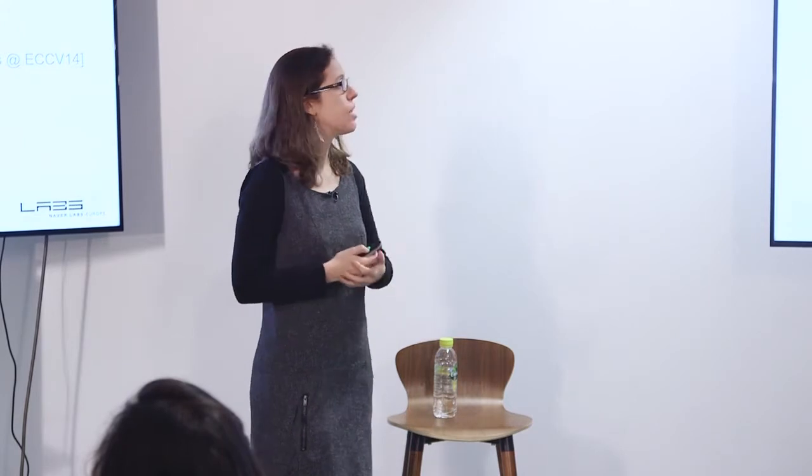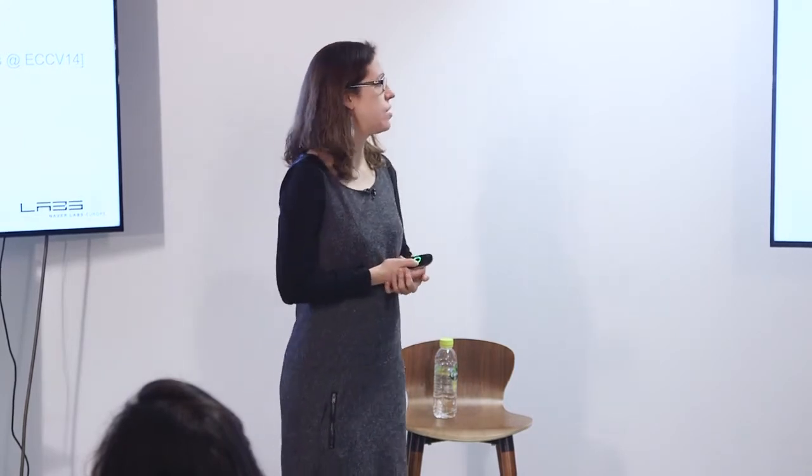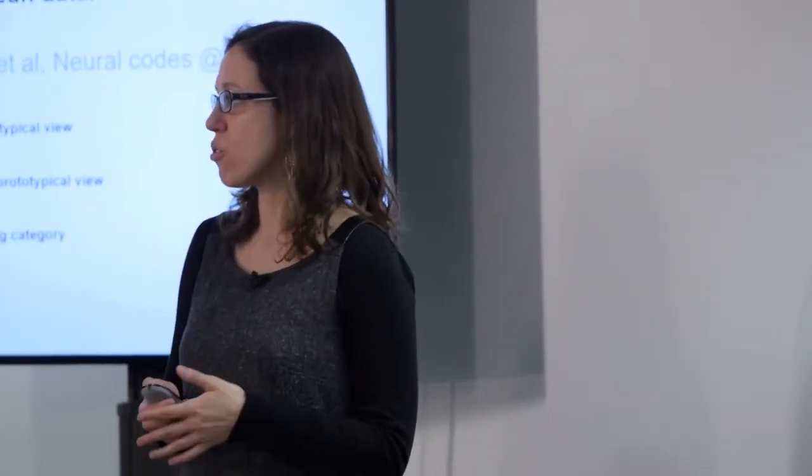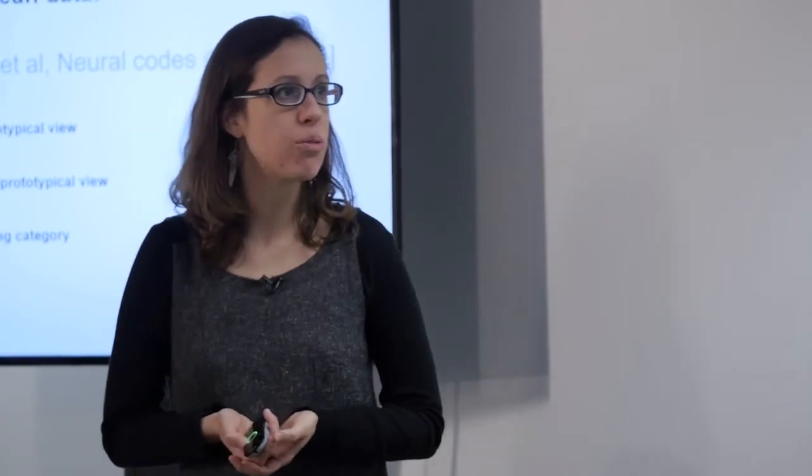First, for the training data. We didn't start from scratch. We didn't build a new training set. We started from something that existed, that was proposed in 2014 by Babenko and colleagues. A landmark data set composed of 200,000 images, and that was composed of about 600 different landmarks. This data set is great because it contains all the information we need, but it's also very noisy.